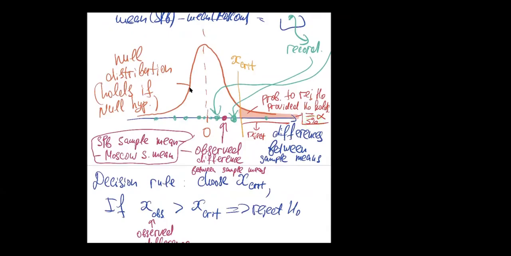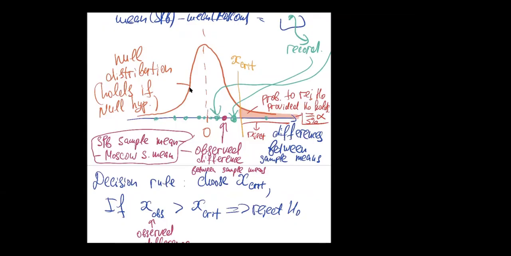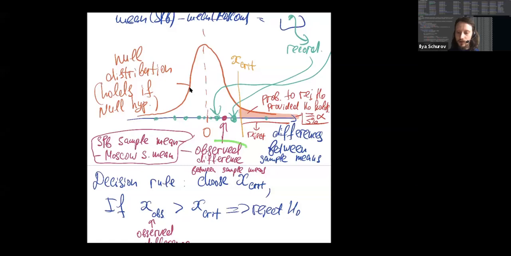What is type 1 error? Type 1 error is when you reject the null hypothesis in the case when the null hypothesis holds. So if the null hypothesis holds, then your difference is distributed according to this curve, just because we constructed this curve with this condition. This curve is exactly the curve of distribution of this difference provided that the null hypothesis holds.